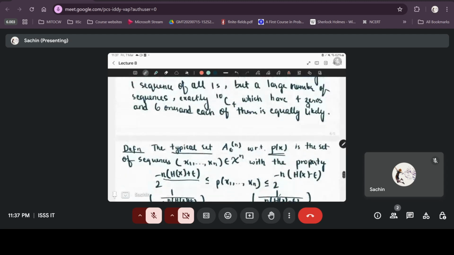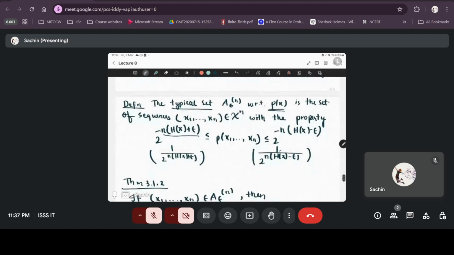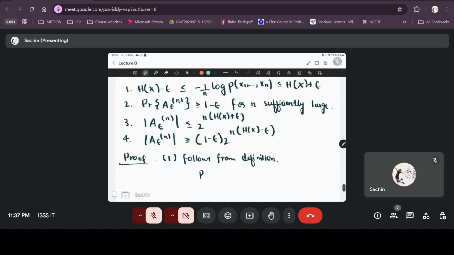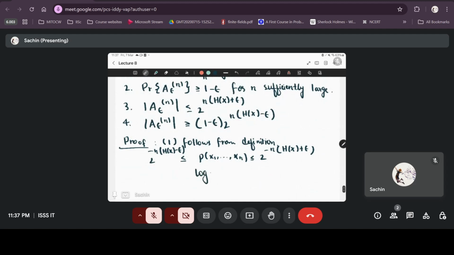That is, by definition, p of x1 to xn is between 2 power minus n h of x plus epsilon and 2 power minus n h of x minus epsilon. To take log to the base 2, log of p of x1 to xn is between minus n h of x plus epsilon and minus n h of x minus epsilon.